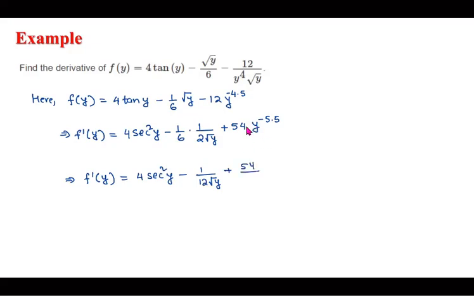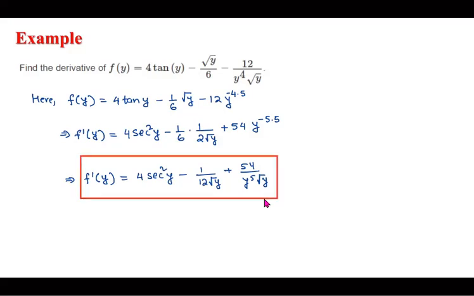If we take it to the denominator, right? If we take this one, y raised to negative 5.5 to the denominator, it will be a positive exponent. So y raised to 5.5, y raised to 5, and square root of y, because the square root of y is a power half. So that 0.5 part is this one, and y raised to 5 is here. And when you write in the denominator, everything will be positive. So that is the derivative of the function, which is given up here.